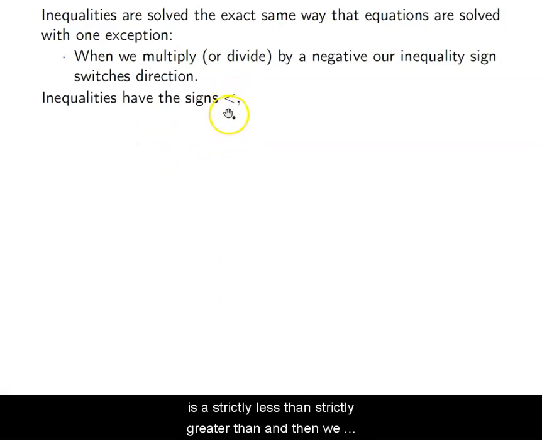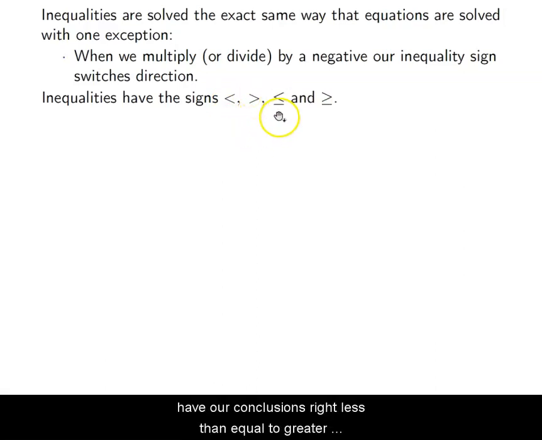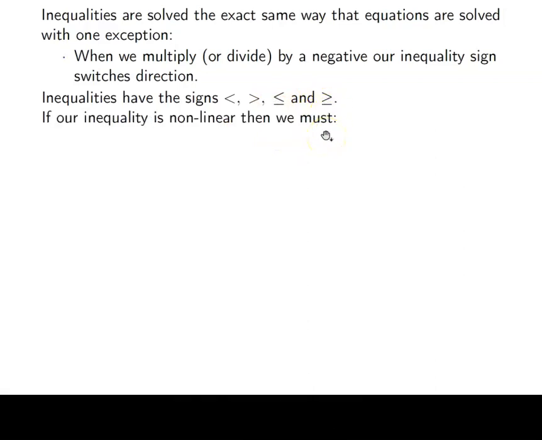Okay, so inequalities have four symbols, four signs, right? There is a strictly less than, strictly greater than, and then we have our inclusions, right? Less than or equal to, greater than or equal to.